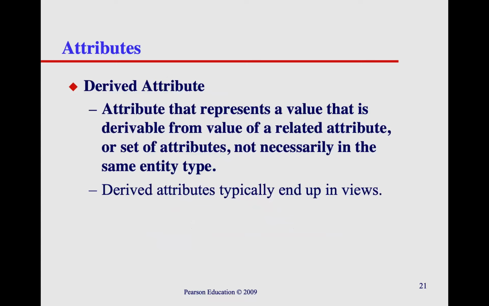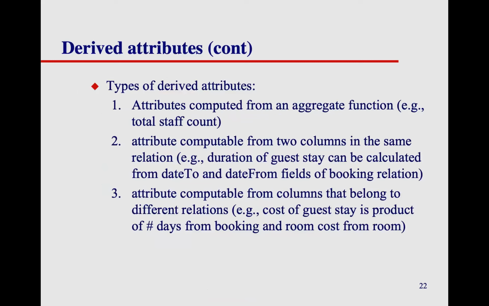And then there's derived attributes, a value derivable from the value of a related attribute or set of attributes. They typically end up in views. They are not explicitly stored in the database. There's three types. One that's computed from an aggregate function, like say total staff count, or it might be computed from two columns in the same relation, such as the number of days that a guest is staying in a room, or it could be computable from columns that belong to different relations. So if we want the total cost of a guest stay, that's the product of the number of days from the booking with room costs from the room relation. So three types of derived attributes.